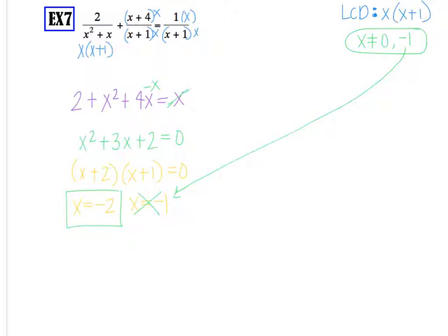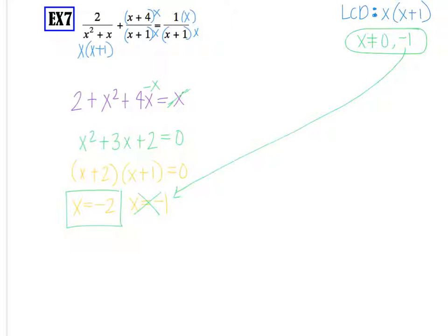So 2 just came down, and then I distributed an x to both of those pieces, and I ended up with x squared plus 4x equals, and then 1 times x is just x. So is this linear or is it quadratic? Well, I see I have a quadratic term, so to solve a quadratic, I set it equal to 0. So I subtracted that x, and then I rewrote it in standard form. So x squared, 4x minus x is 3x, plus 2 equals 0.